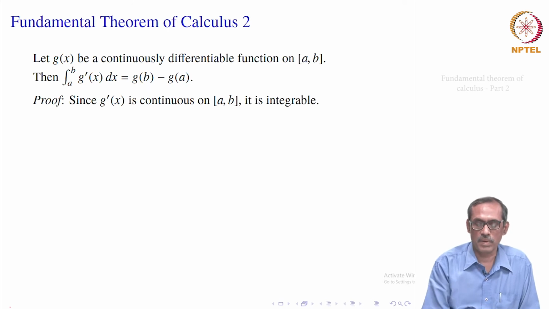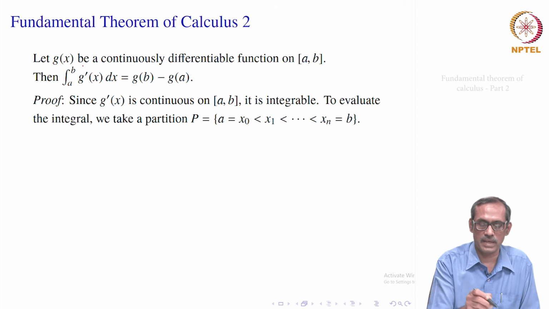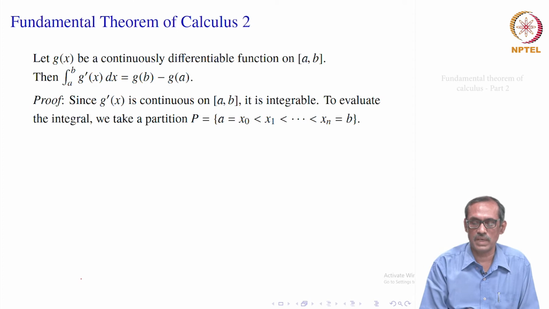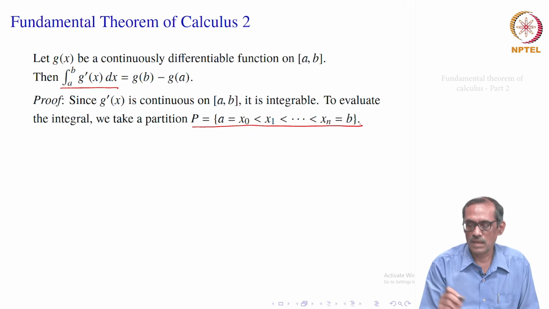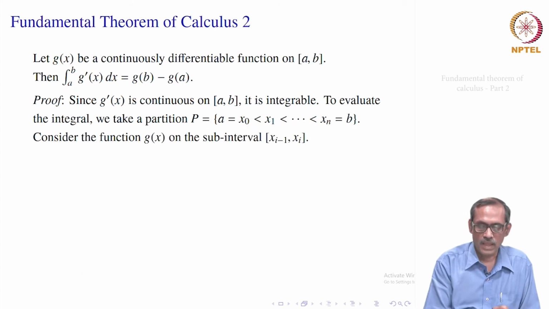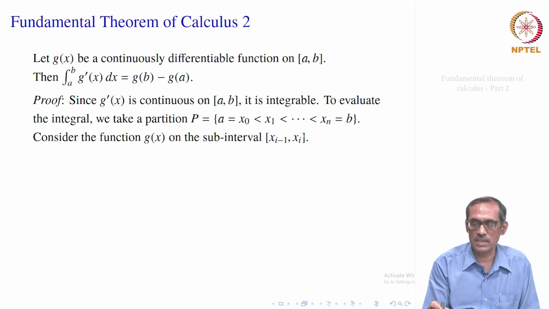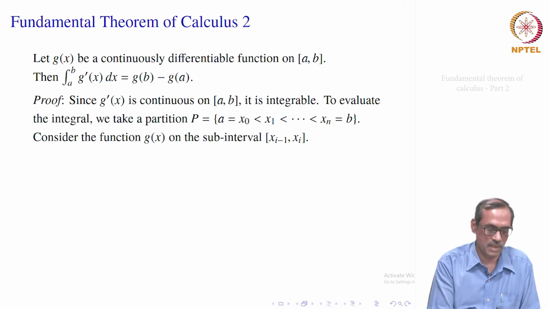So, now let us have a proof of this. Now, the assumption is that g prime x is continuous on a b. So, since it is continuous, it is integrable. So, it makes sense to write the integral from a to b of g prime x dx. Now, we want to evaluate this and see that it is equal to g at b minus g at a. But what is this integral? By definition, we have to take a partition, form the Riemann sum, and take the limit as the norm of the partition goes to 0. So, let us start with a partition P of the closed interval a to b, and then consider the function g x on the sub intervals.